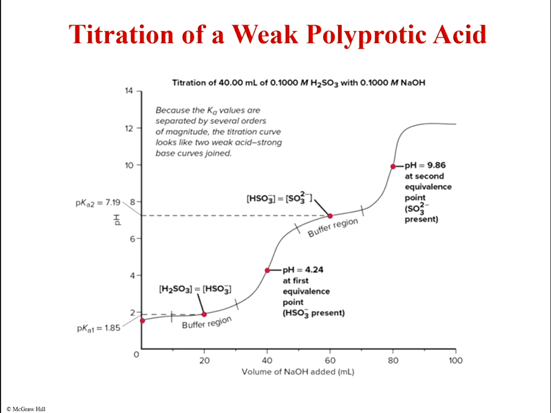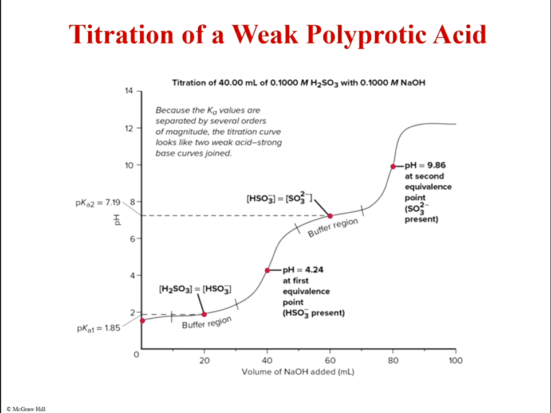So we see buffer here, and then we reach what we call the first equivalence point. That is when we've added a number of moles of sodium hydroxide that is equal to the number of moles of sulfurous acid. We can completely remove the first proton. Once we reach that equivalence point, then we have pure or nearly pure monohydrogen sulfite. We're not going to go through the pH calculation here, but it's a relatively straightforward calculation.